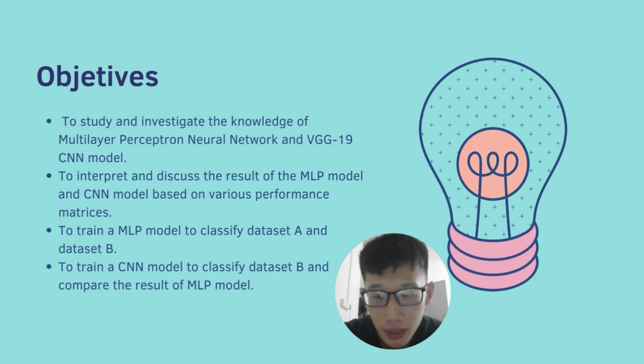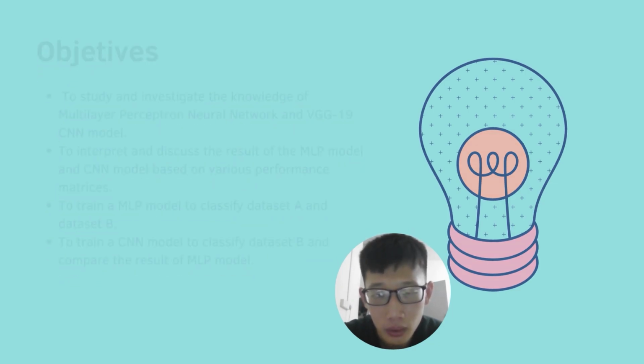The first is to study and investigate the knowledge of multi-layer perceptron neural network and VGG-19 CNN model. The second is to interpret and discuss the results of the MLP model and CNN model based on the various performance matrices. The third is to train an MLP model to classify dataset A and dataset B. The fourth is to train a CNN model to classify dataset B and compare the results with the MLP model.